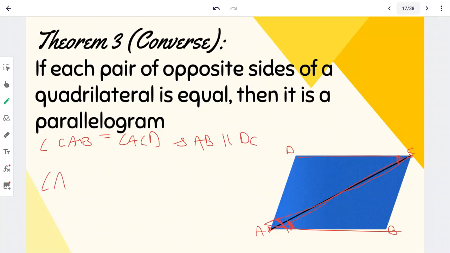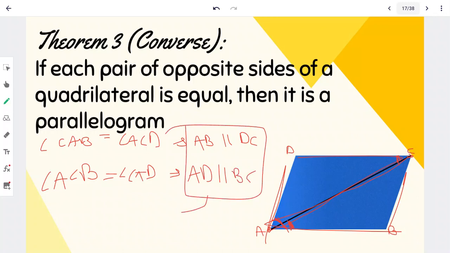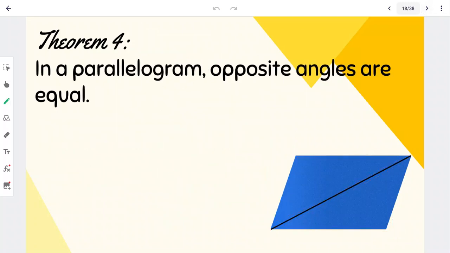Similarly, angle ACB is equal to angle CAD. That also we found out. Now, which two sides? AD and BC. Correct? AD is parallel to BC. That also I found out. So now if you see, two pairs of opposite sides are parallel. So hence it is a parallelogram. Okay? Done? Let's move towards theorem 4.